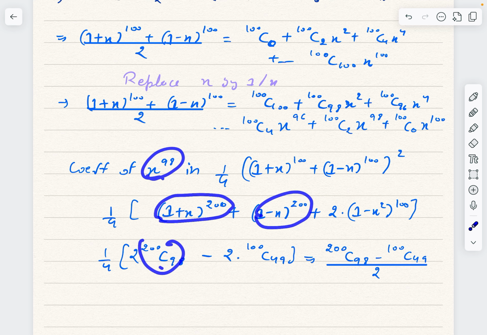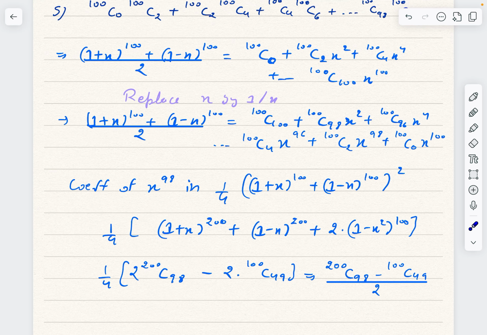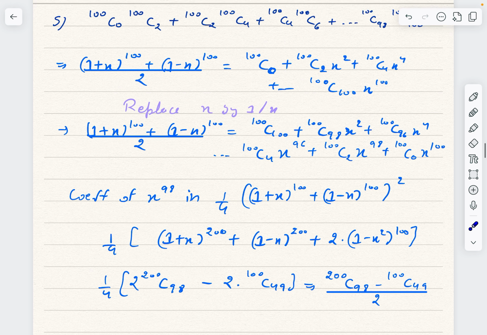Here also 200C98. And I think here will be 100C49, negative. So the final answer is (200C98 minus 100C49) by 2. So this is one of the ways you can do it, in another way also, but this I feel is easy. Okay, guys, next.